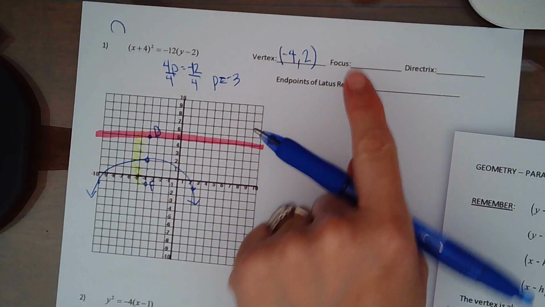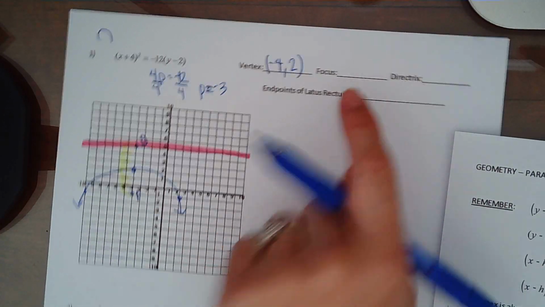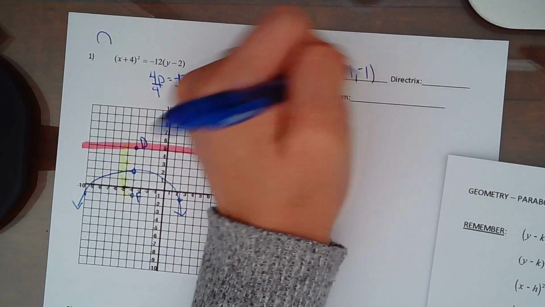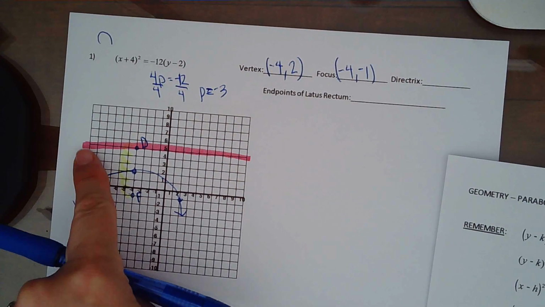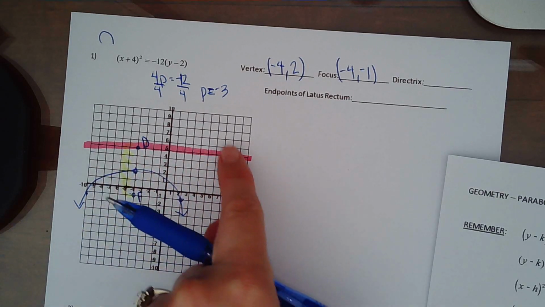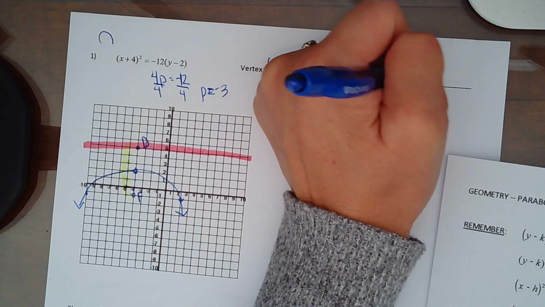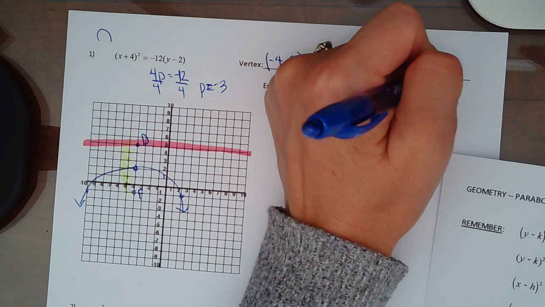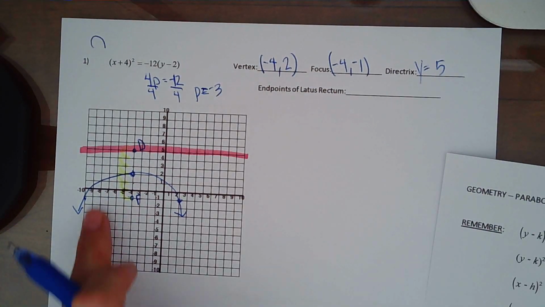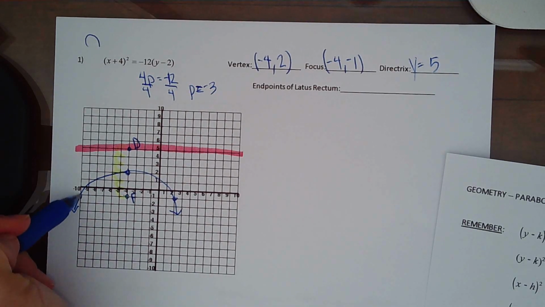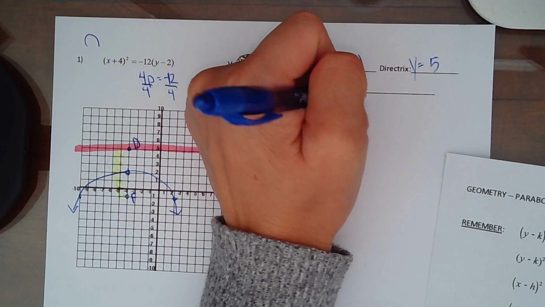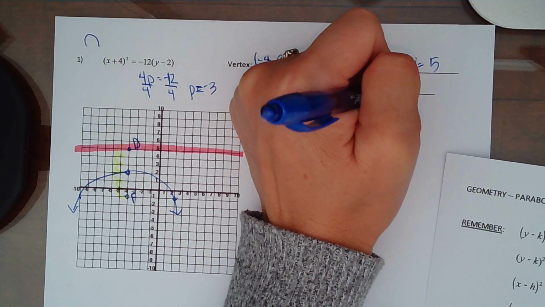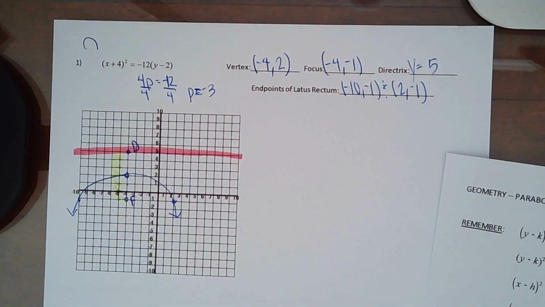And then I can label my focus. My focus I know was -4, -1. And my directrix, keep in mind this time it's crossing through the y-axis, is going to be y equals, and then right where it's crossing through, at 5, y equals 5. The endpoints of my latus rectum, I'll see where that point is, which is -10, comma -1, and 2, comma -1.